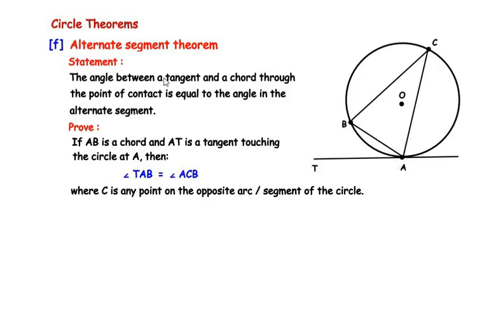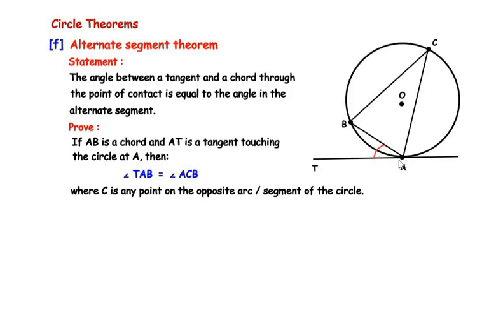So according to the statement of this theorem, the angle between a tangent and a chord. So the chord is AB, which is touching the tangent TA at point A. So the angle made by the chord and the tangent, that is this angle, is equal to the angle made by the same chord but in the alternate segment.